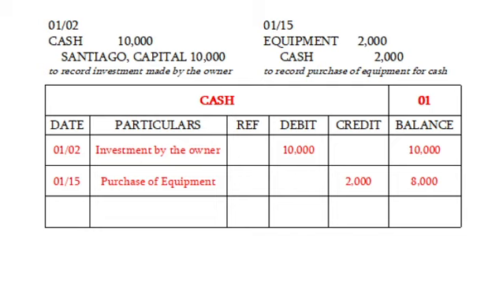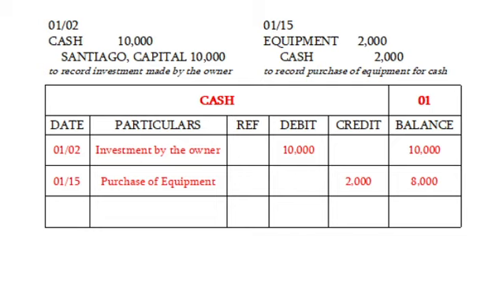So we have here our illustration. January 2, we have an entry, debit to cash and credit to Santiago Capital, 10,000 pesos. So the transaction is investment made by the owner. So we have two transactions here. The first transaction is the investment made by the owner. So kung titingnan natin ang ating ledger for cash, yung date natin, January 2, yung particulars, investment by the owner. Yung reference, again, yan yung page number ng ating journal. So, leave na muna natin yan.